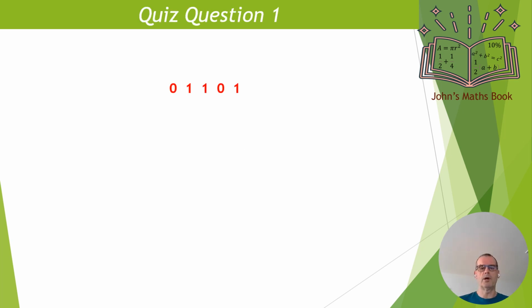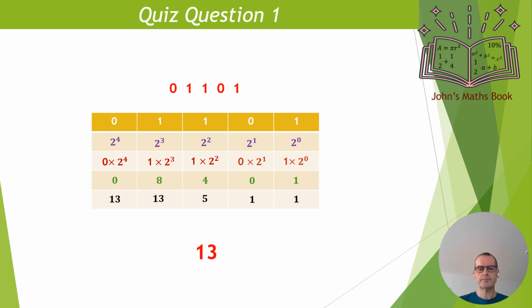So for quiz question 1, convert the binary number 01101 into a decimal. Pause the video now and see if you can work out the correct answer. So the answer is 13. So we'll go through how we got that answer.